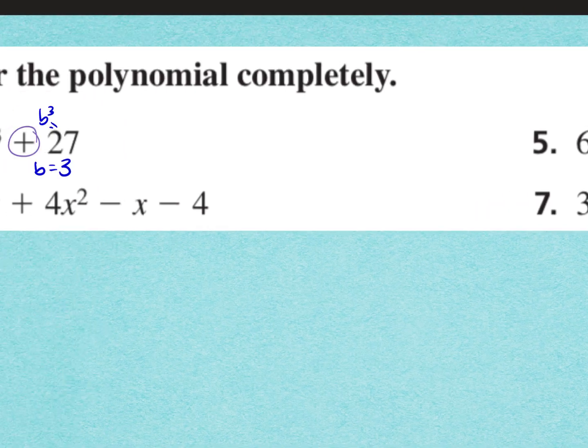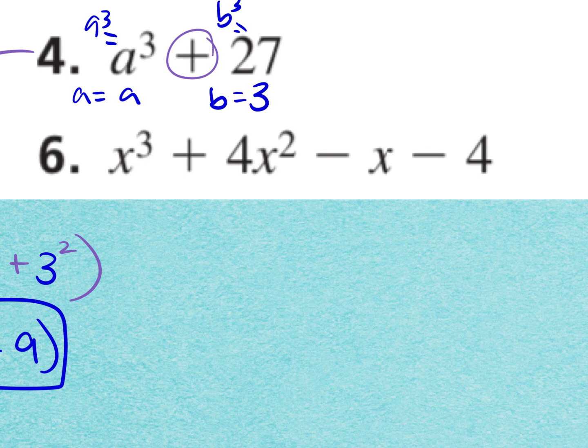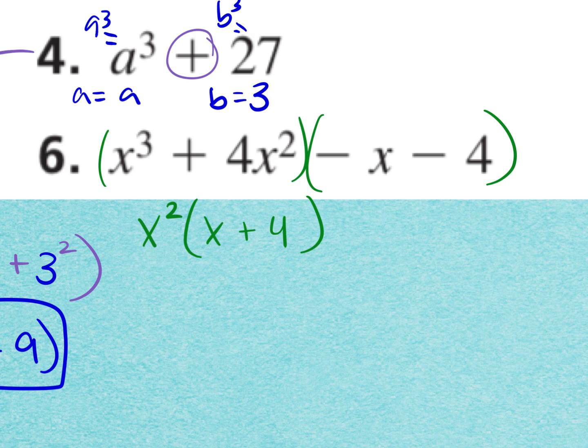All right, and then let's look at 6. When we have 4 terms, how do I factor? Grouping. Group the first 2, group the second 2. What's our GCF in the first group? X squared. When we take out an x squared, we are left with x plus 4. What's our GCF in the second group? -1. Awesome. When we take out -1, what are we left with? X plus 4.